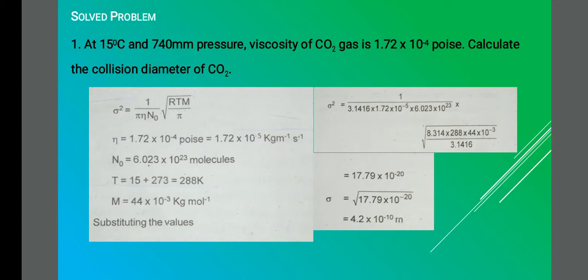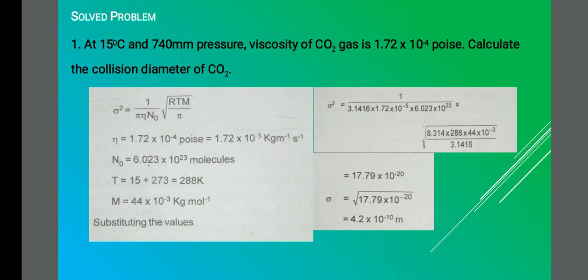It is 1.72 into 10 to the power of minus 4 poise, which can be written as 1.72 into 10 to the power of minus 5 kilogram per meter per second. The reason is 1 Newton is equal to 1 kilogram meter per second square and 1 Pascal is 1 Newton per meter square. If you substitute all the values, we can get the final value. Instead of 10 to the power of minus 4 poise, it can be written as 10 to the power of minus 5 kilogram per meter per second.